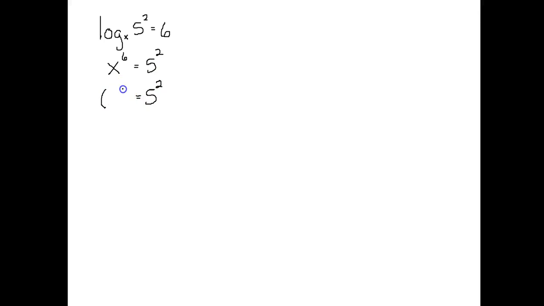But x to the 6th, I can rewrite that as something squared. If I write this as x cubed squared, I'm in business. Because 3 times 2 is 6. And now they both have the same exponent. Now they're both squared. So that tells me that x cubed must be 5. So x must be the cube root of 5. Or if you don't like saying cube root of 5, you could say x is 5 to the 1/3.